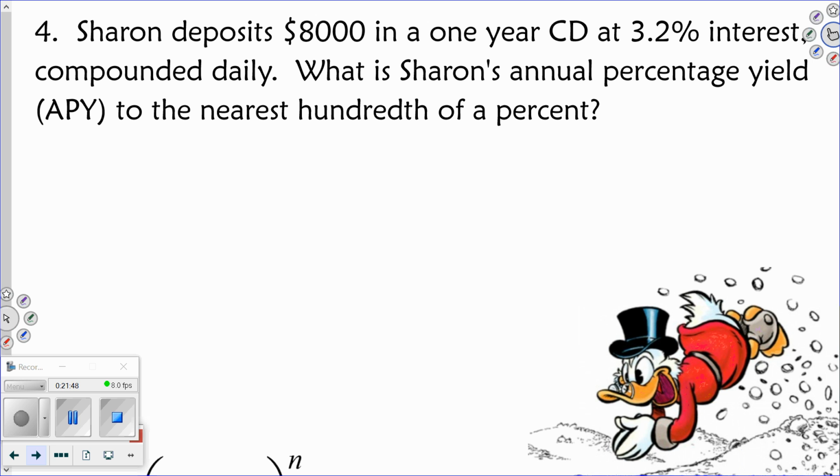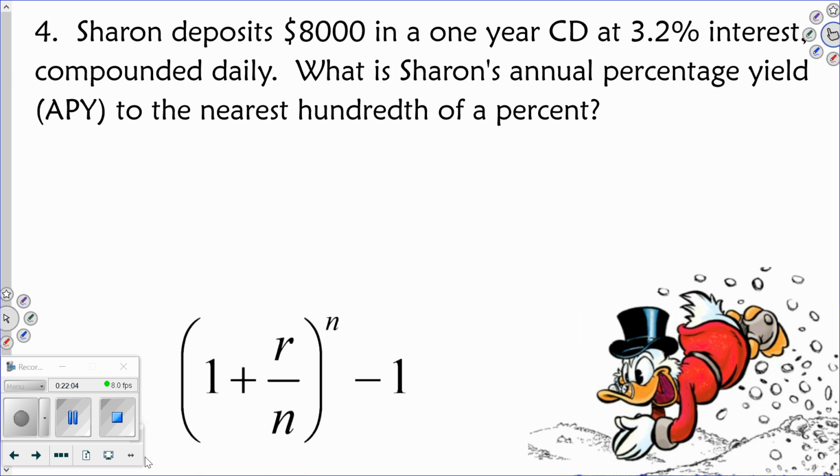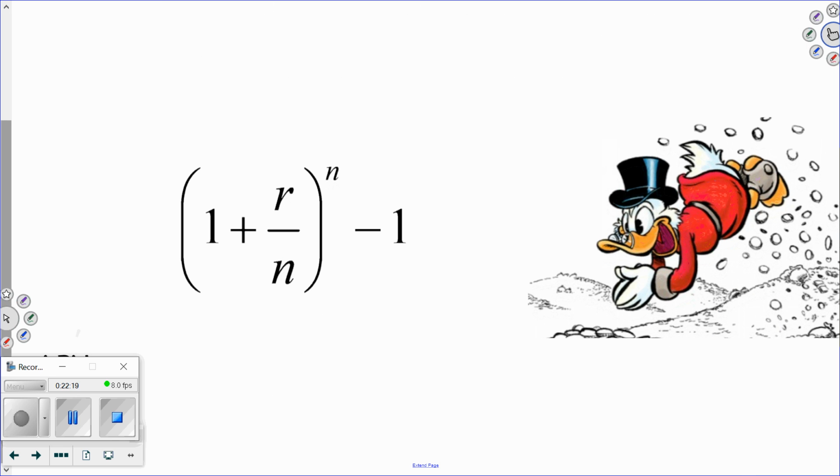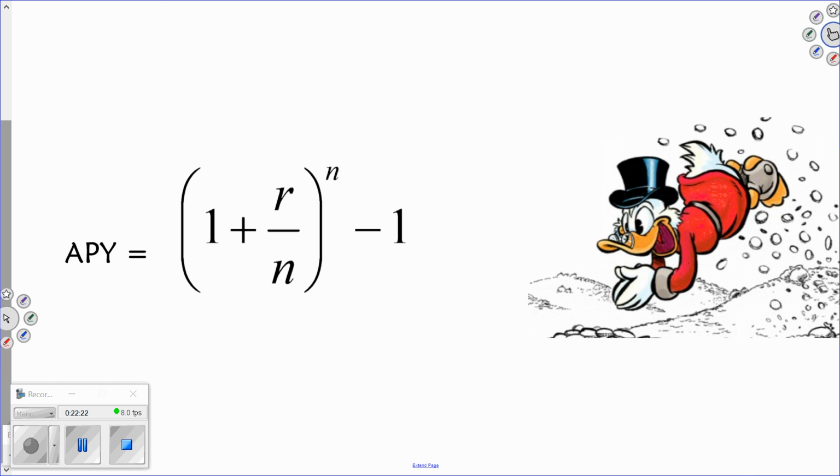All right, so Sharon deposits $8,000 in a one-year CD at 3.2% interest compounded daily. What is Sharon's annual percentage yield to the nearest hundredth of a percent? So again, it is asking for the APY. So we will use the APY formula. Does the 8,000 actually get used in this formula? No, the 8,000, it's irrelevant.